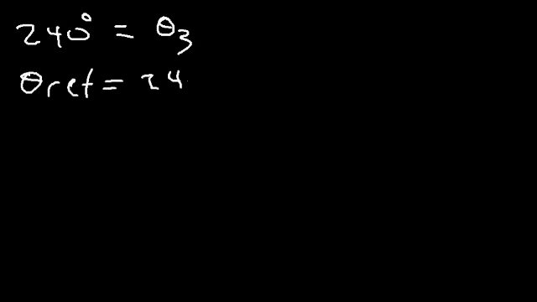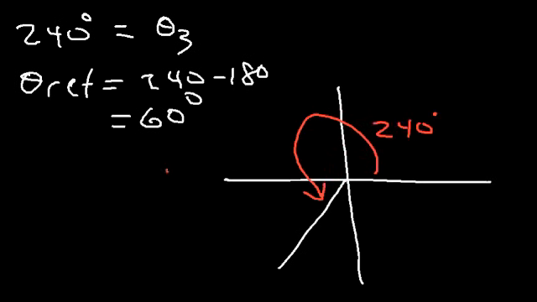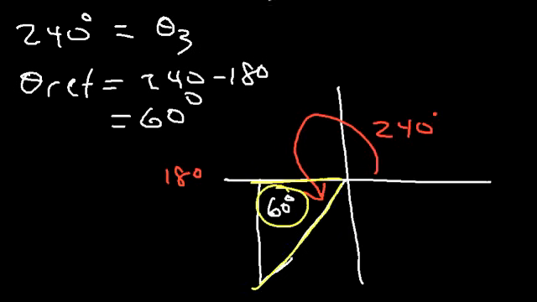Try this one. 240. Calculate the reference angle. So 240 is in quadrant 3. It's between 180 and 270. And the reference angle is the angle in quadrant 3 minus 180. So it's 60. To see it graphically, 240 is from the positive x-axis to this point of interest. That's an angle of 240. Now this is 180. So the difference between 240 and 180 is 60. That's the angle between the x-axis and the hypotenuse. So 60 is the reference angle.